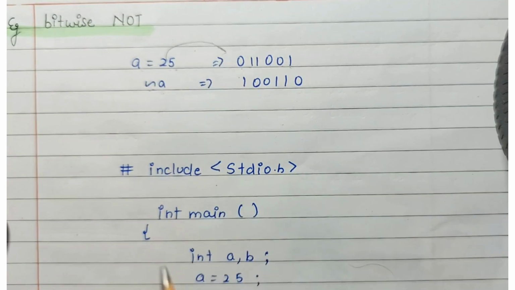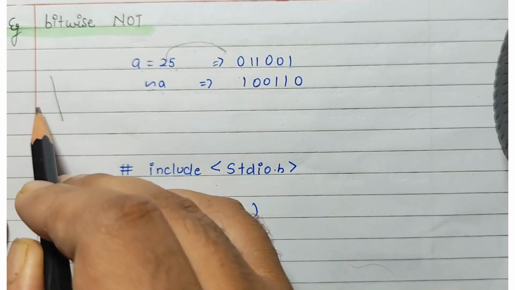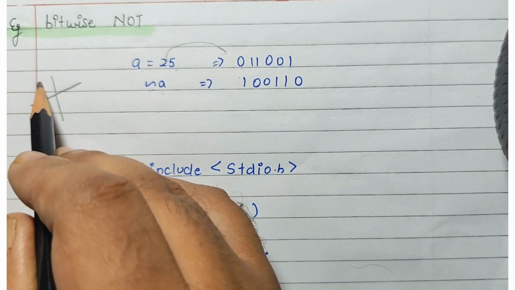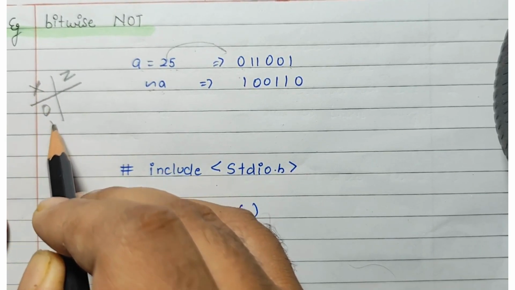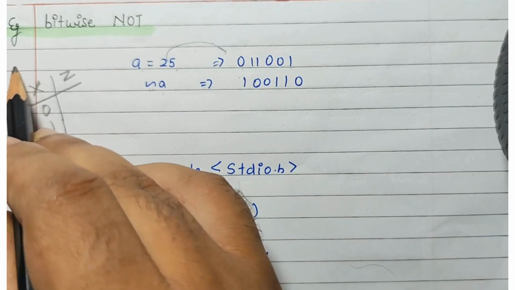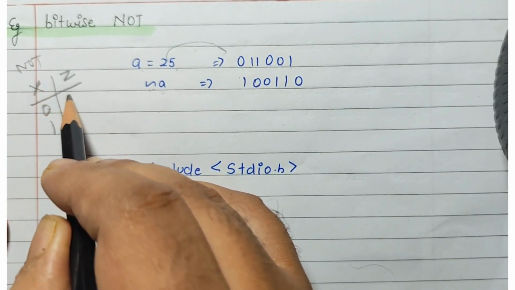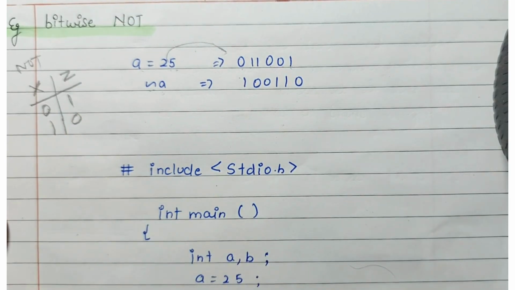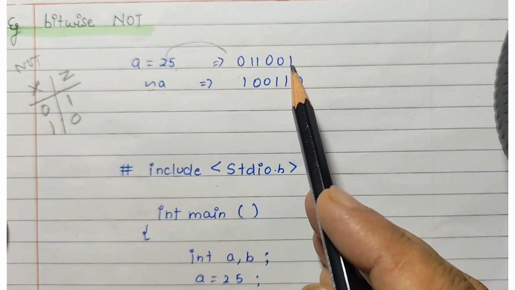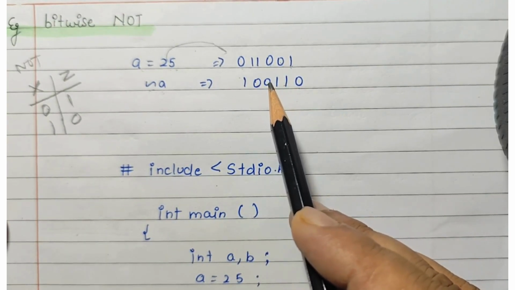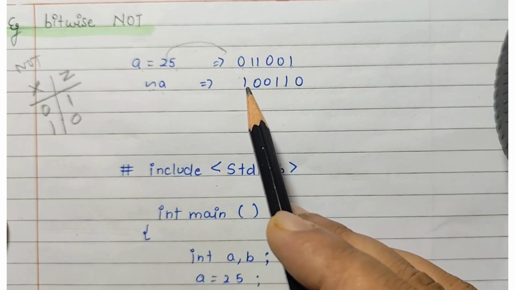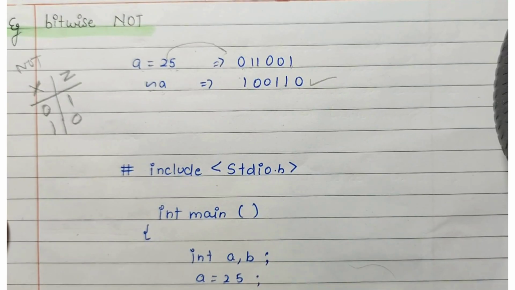Now I use the tilde sign here. How will this sign be used? I hope all of you know about the NOT gate. If we have only one input, how many combinations? Only 2 combinations. For the NOT gate, 0 becomes 1, 1 becomes 0. So we apply this operation here. 1 converted to 0, 0 converted to 1, 0 converted to 1, 1 converted to 0, 1 converted to 0, 0 converted to 1. This is the output. I hope all of you are clear about the bitwise NOT operation.